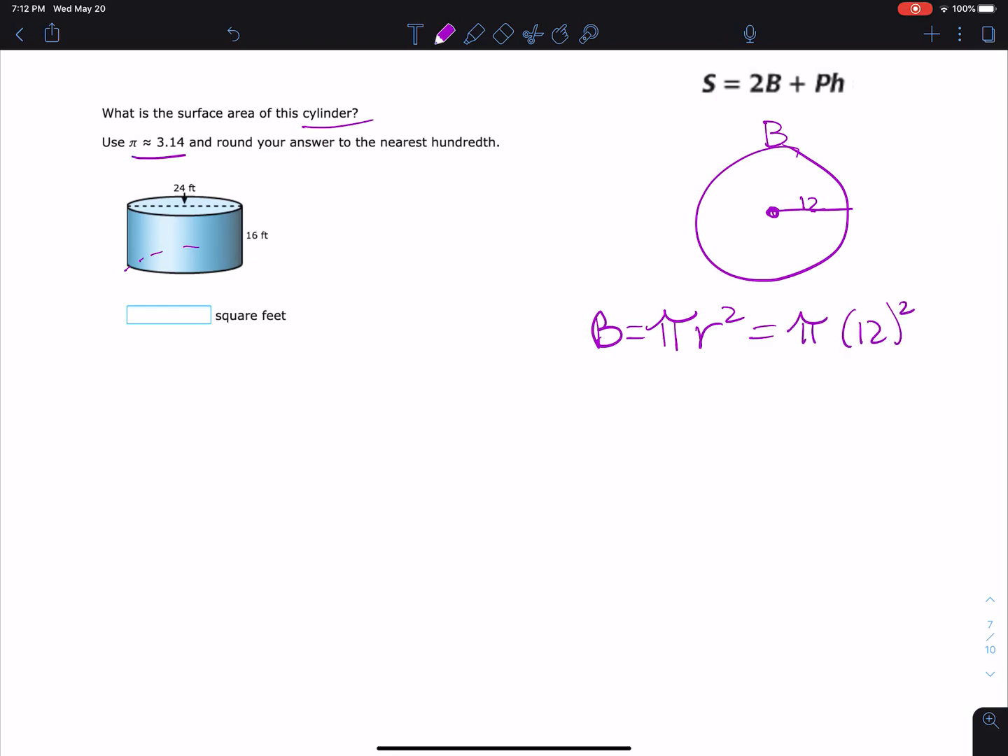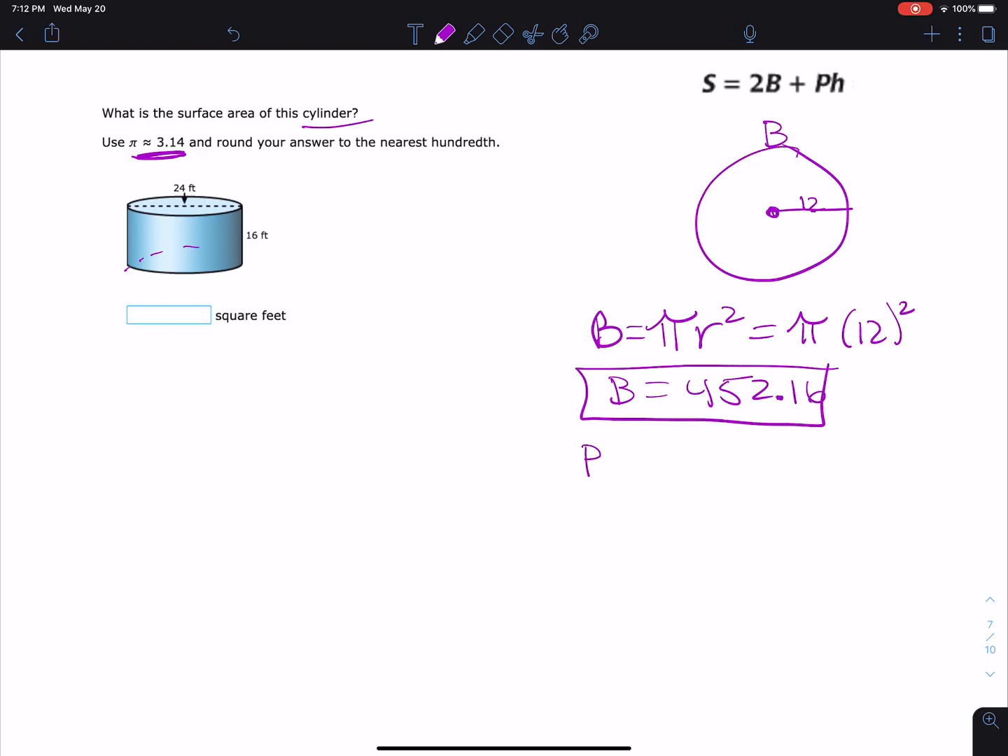Now they're telling me to use 3.14 and round to the nearest hundredth. So that means do not use your pi button, use 3.14. So when I multiply this through, this is going to be 144 times 3.14. Okay, I get 452.16. That's my big B.